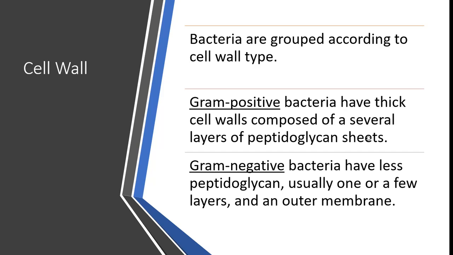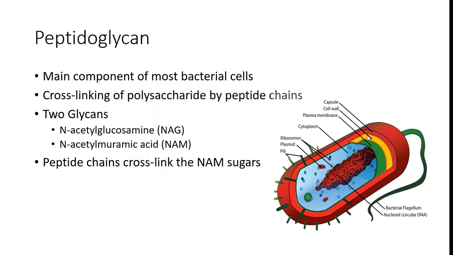So then what is this peptidoglycan? Peptidoglycan is going to be the main component of bacterial cell walls. And what peptidoglycan is made up of is sugars that are linked by protein bonds. The two sugars are glycans, the N-acetylglucosamine, which we call NAG, and the N-acetylmuramic acid, which we refer to as NAM. Those sugars are linked to each other, and then we take those chains of sugars and we link them through peptide, protein, if you will, cross links, and it cross links at the NAM sugars.